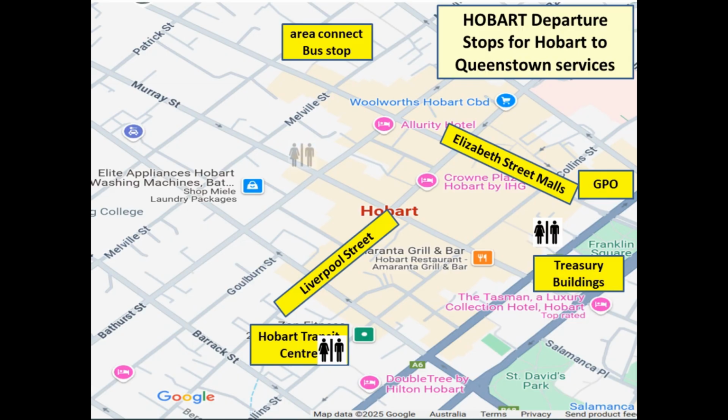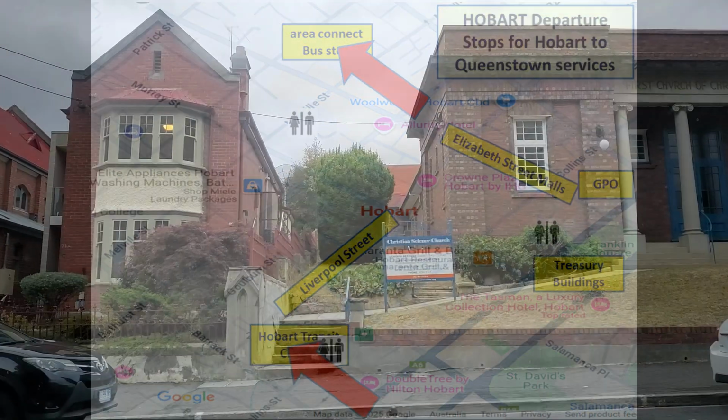The convenience is shown, and the convenience closest to the Area Connect departure stop is in Melville Street. It's actually in the Melville Street car park. So the stop is well marked, pretty easy to find, as is the Hobart Transit Centre for services to Launceston.